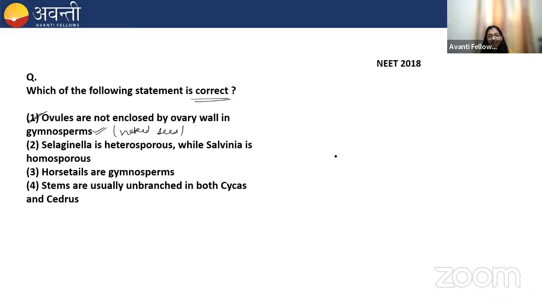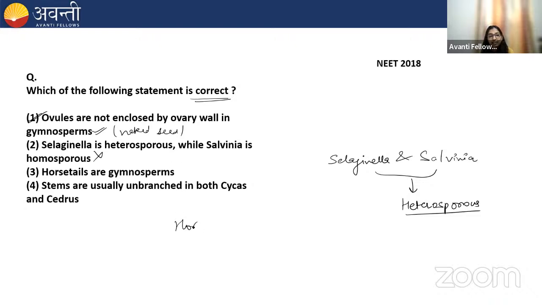The second says Selaginella is heterosporous while Salvinia is homosporous. Remember this, it is very important: Selaginella and Salvinia both are heterosporous. They produce two types of spores, microspores, which are small spores, and macrospores, which are large spores. So this is incorrect. Horsetails are gymnosperms? Horsetails are pteridophytes. They are not gymnosperms. So the third is incorrect.